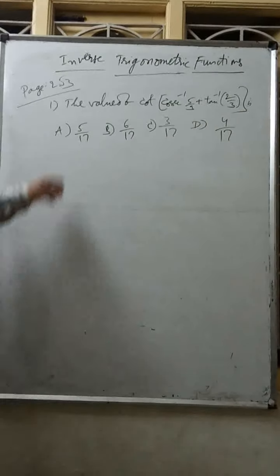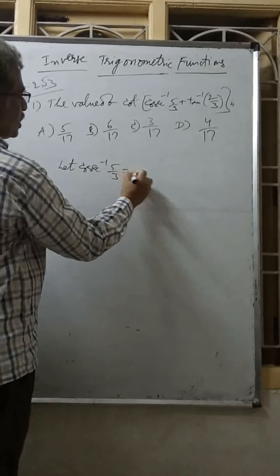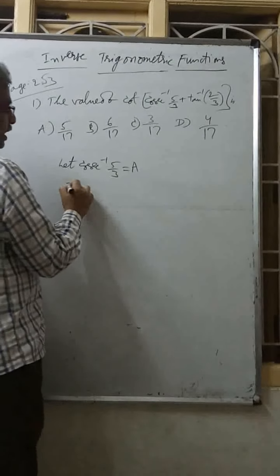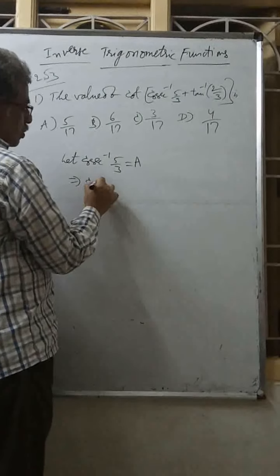The value of cot of cosecant inverse 5 by 3 plus tan inverse 2 by 3. So if I take this as a and this as b, I can find cot of a plus b. Very simple sum. So let cosecant inverse 5 by 3 equal to a, which implies cosecant a equal to 5 by 3.